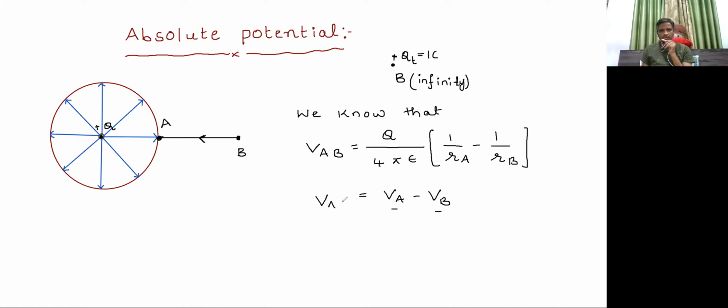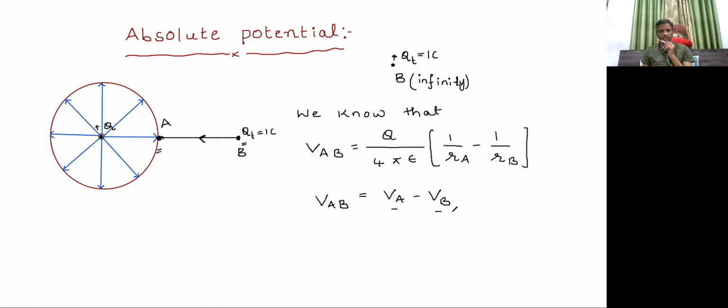But here, what is the meaning of absolute potential? Absolute potential here means there is a single potential, either the potential at point A or the potential at point B. So which one? Here we are going to get it. If you observe this, Q by 4 pi epsilon into 1 by RA minus 1 by RB, we are actually moving a test charge Qt, which is equal to 1 coulomb, from a point B to a point A. And the work done to move 1 coulomb of charge from B to A is called the potential difference.